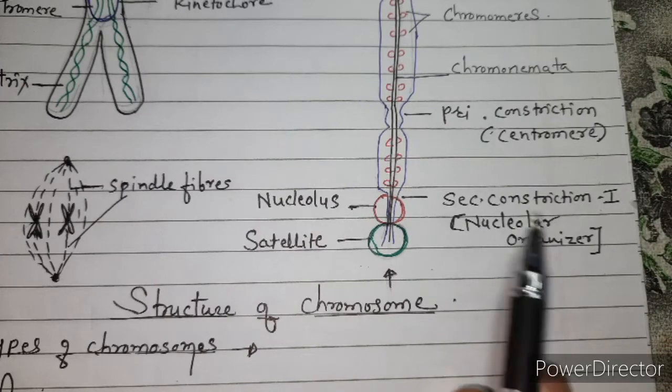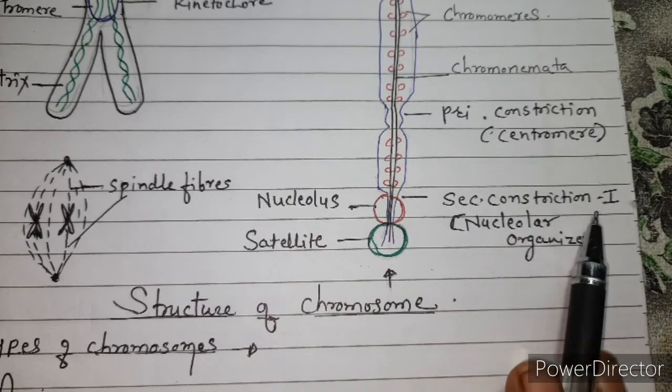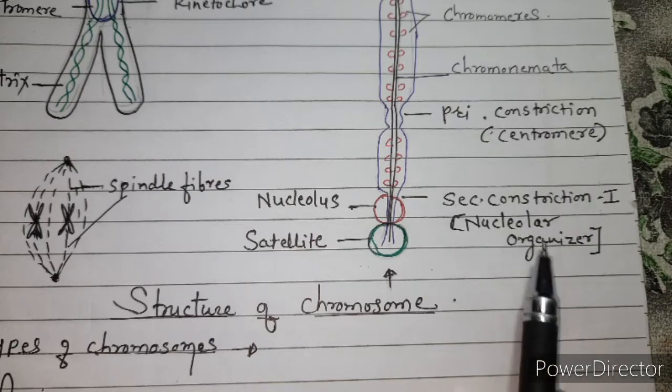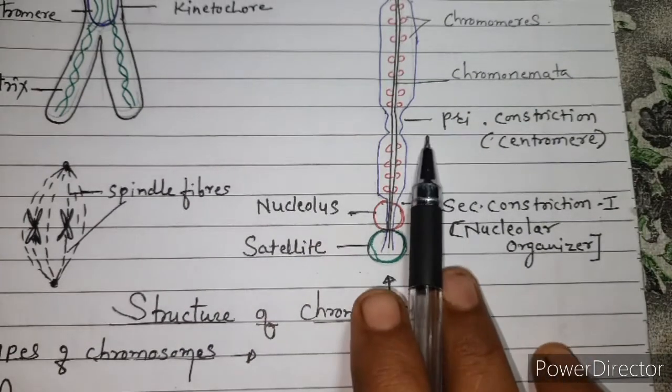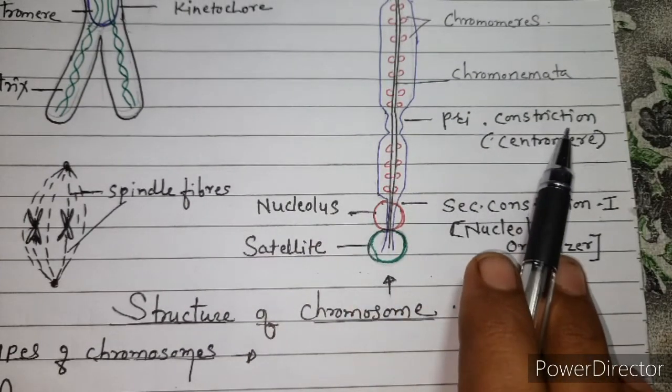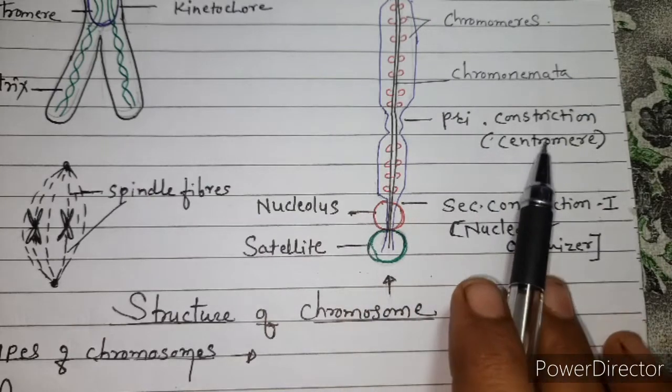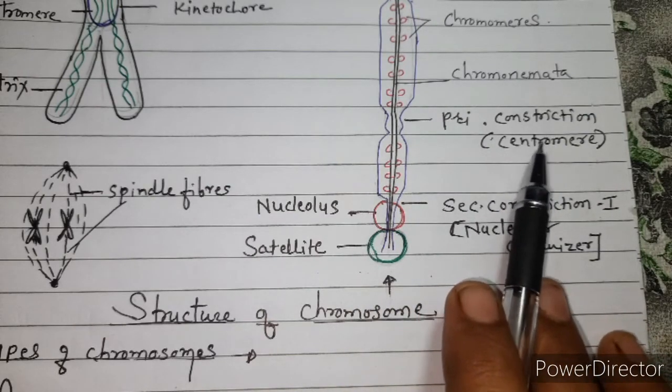So remember students, secondary constriction 1 is called the nucleolar organizer, and primary constriction is only one. Primary constriction is also called centromere. This is the center of the chromosome.